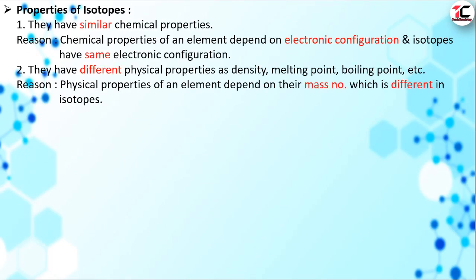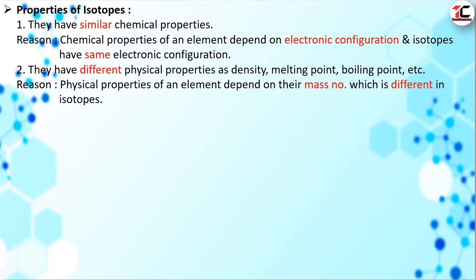Properties of isotopes. They have similar chemical properties. What is the reason? Chemical properties of an element depend on electronic configuration, and isotopes have the same electronic configuration. That's why they have similar chemical properties.